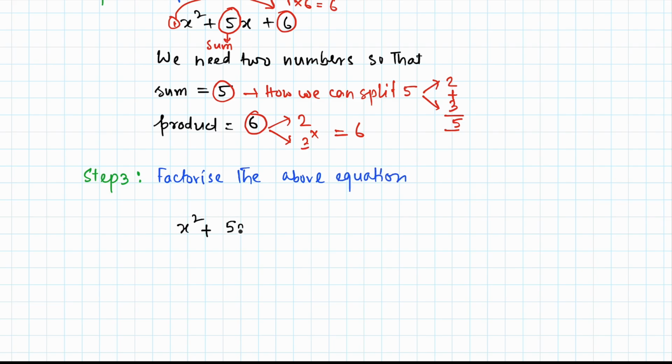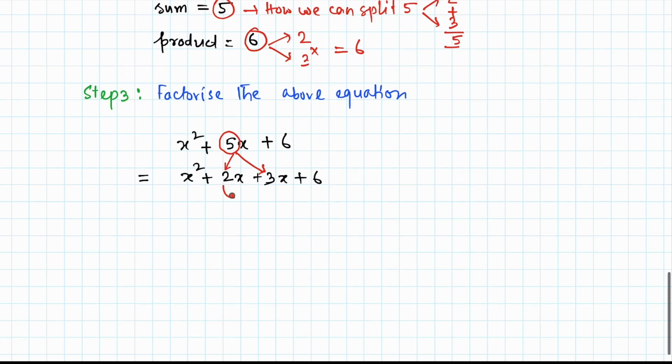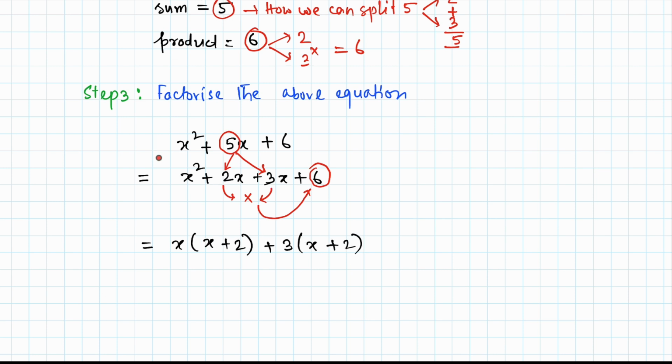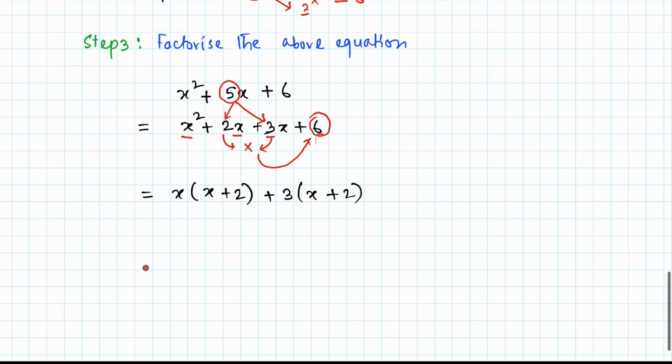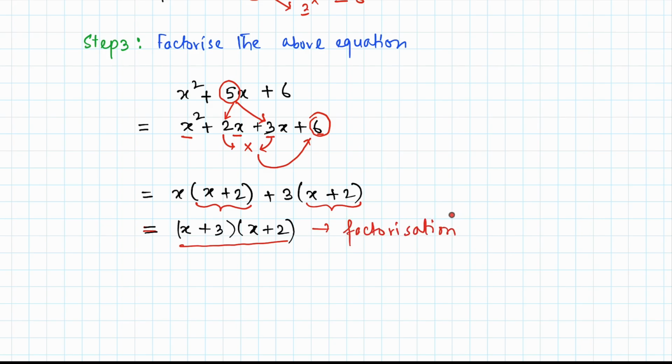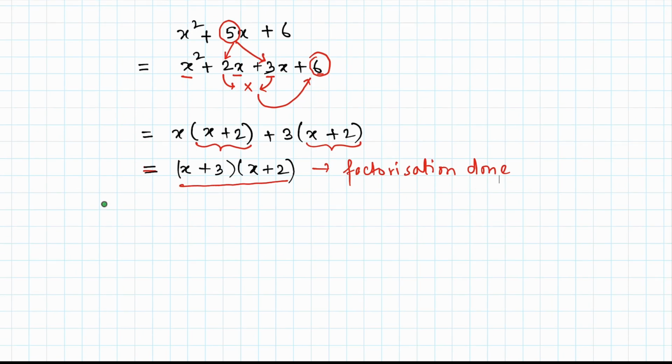So once we got 2 and 3, now we factorize the above equation. So x square plus 5x plus 6. We can write 5x as 2x plus 3x, so x square plus 2x plus 3x plus 6. So 3 into 2 is 6. Hence we can now take x common, x plus 2, and 3 common from 3x and 6, which gives x plus 2. So x plus 2 is the common term, so we can take it common, and we get x plus 3 times x plus 2. So these are the two factors of the given quadratic equation. So factorization done. Now step number 4, we have to set these factors to 0.